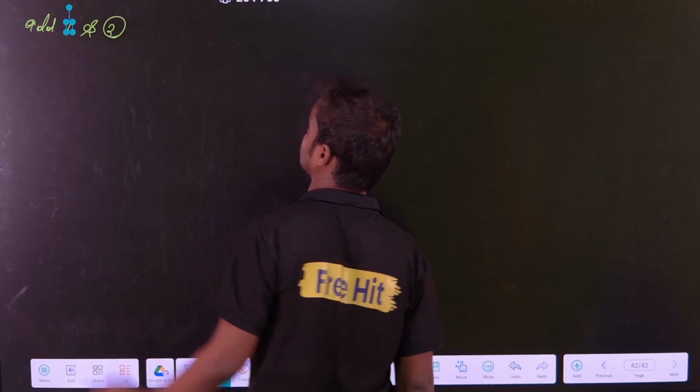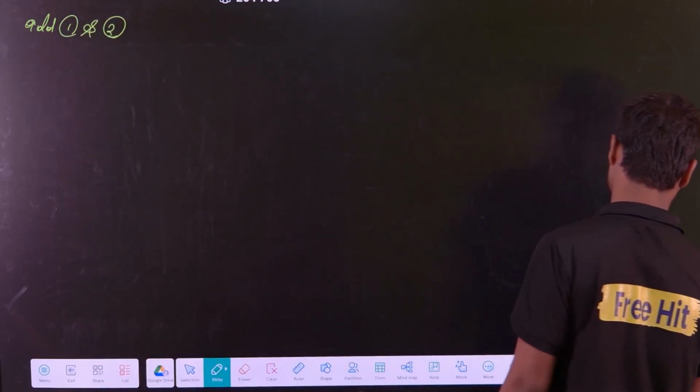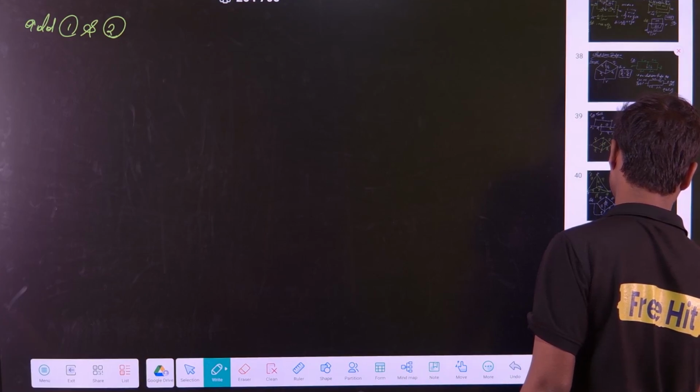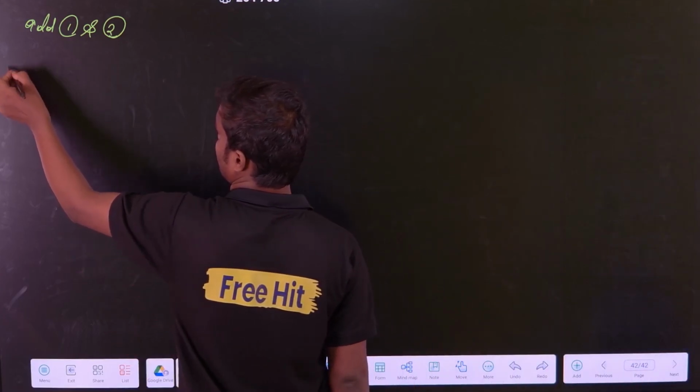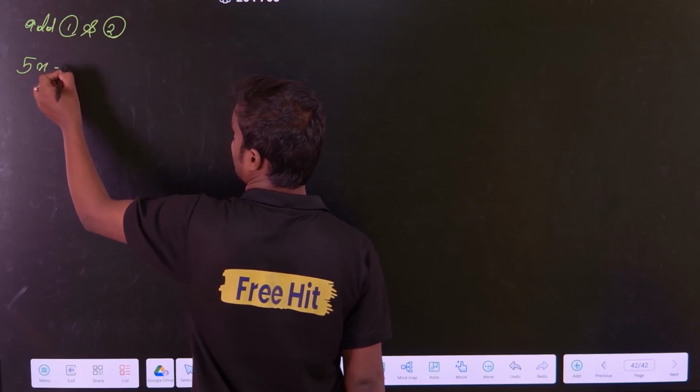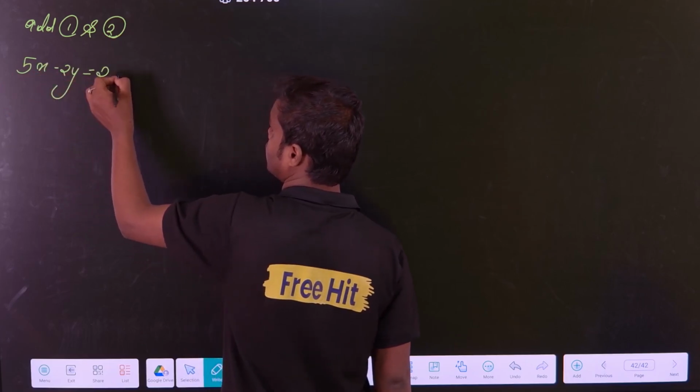Okay, that is my approach. First add the two equations. So what are the two equations? 5x minus 2y is equal to 2v.